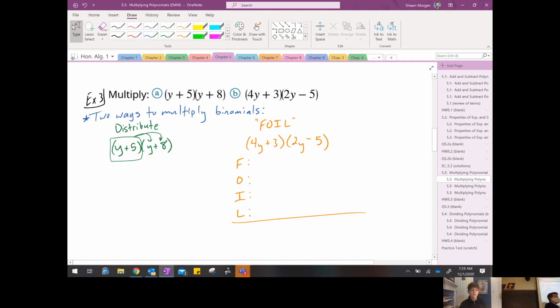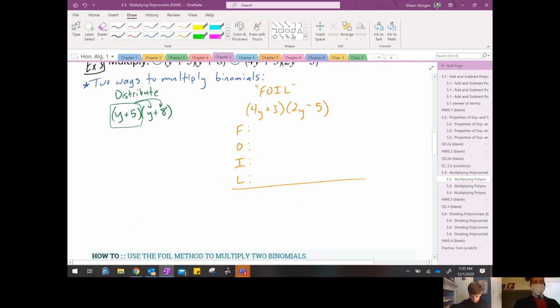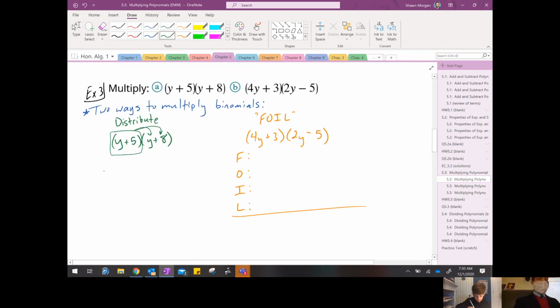So we're going to multiply it times both of those terms. We're going to take y plus 5 and multiply it times y. So we got, whoops, elbow hit the trackpad there, excuse me. We're going to say y plus 5 times y and y plus 5 times 8.